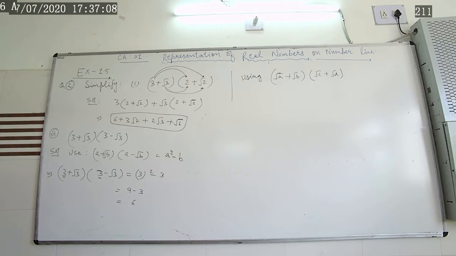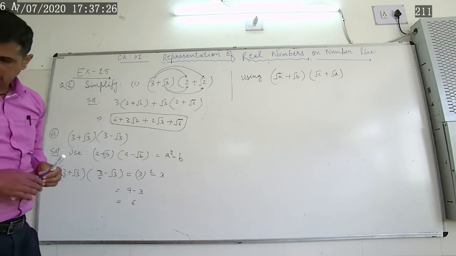Clear everybody? 3 power 2 will be 9 minus under root 3 square will be 3, so 9 minus 3 will give me the result 6.